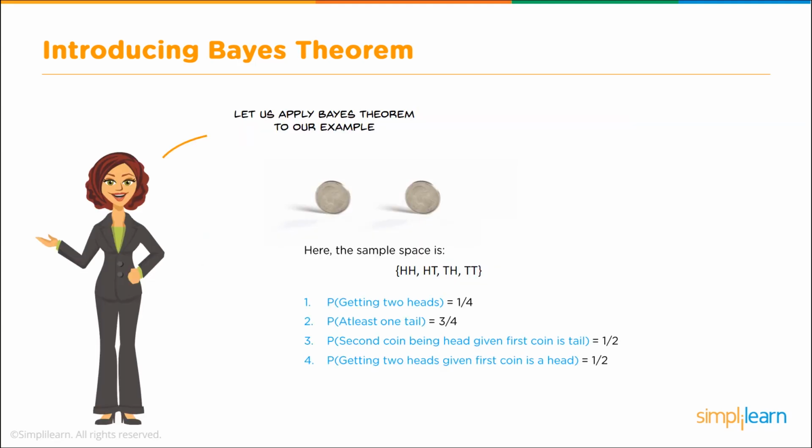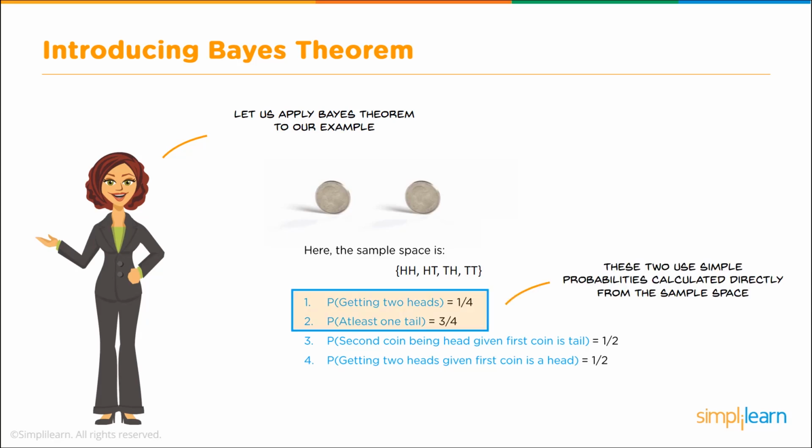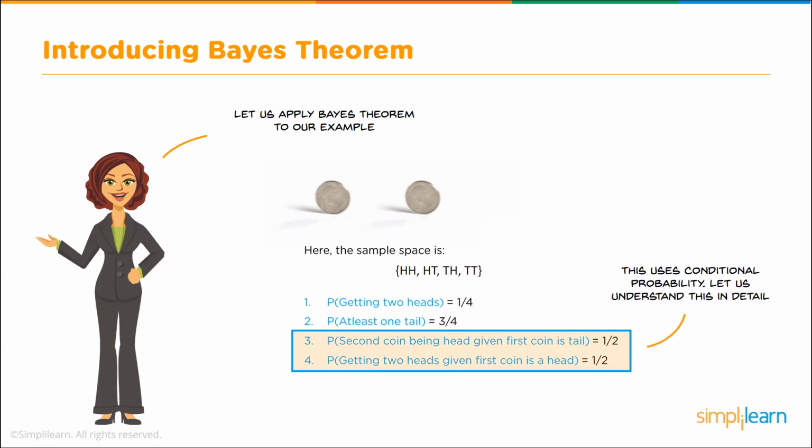Let us apply Bayes' theorem to our example. Here we have our two quarters, and we'll notice that the first two probabilities of getting two heads and at least one tail we compute directly off the data. So you can easily see that we have one example, HH, out of 4, 1/4, and we have 3 with tails in them, giving us 3/4, or 75%. The second set, 3 and 4, we're going to explore a little bit more in detail.